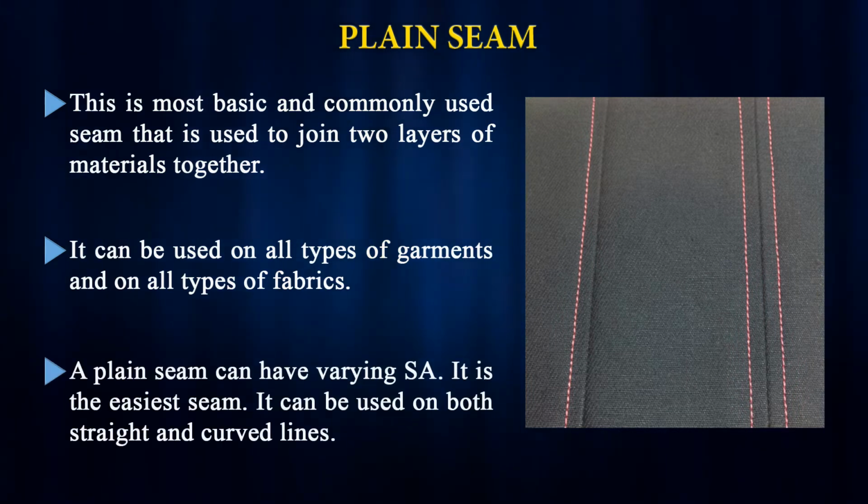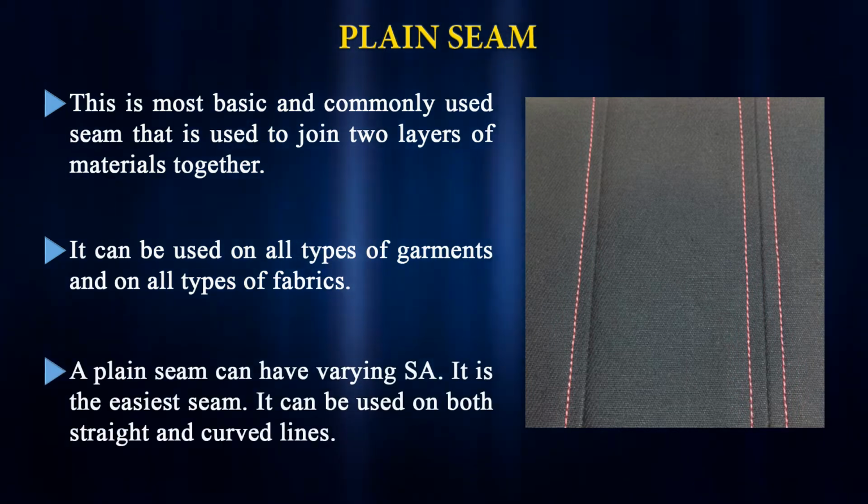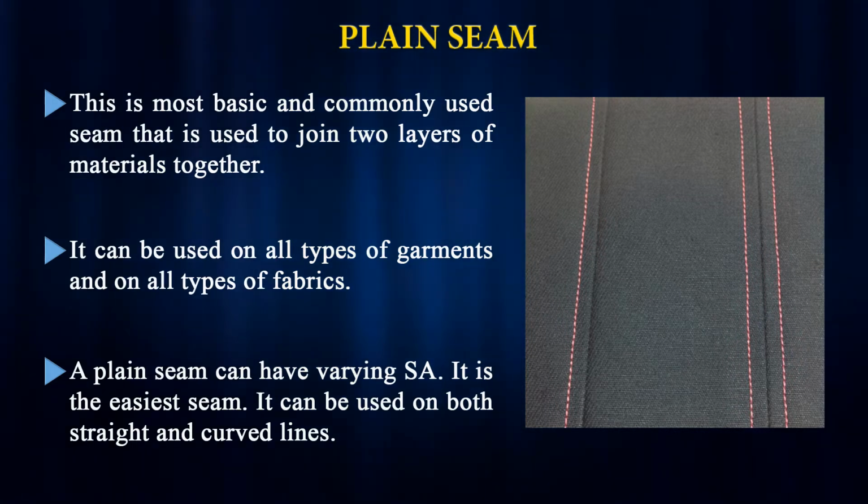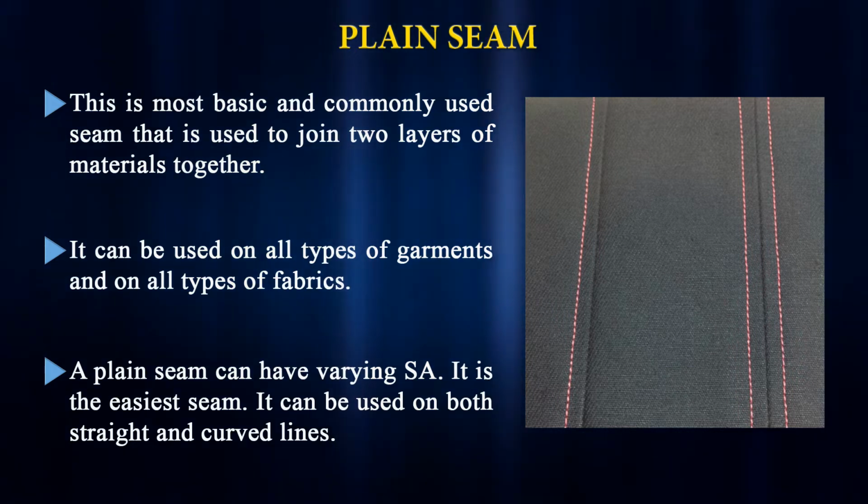Then the plain seam can have varying seam allowances. So seam allowance can vary according to the garment's need, and it is the easiest seam we can develop. It can be used on both straight and curved lines. If we want to stitch a straight line, we can use the plain seam. If we want to stitch a curved line, you can use the plain seam on the curve also. So this is one of the most important and basic stitch seams we use on garments.